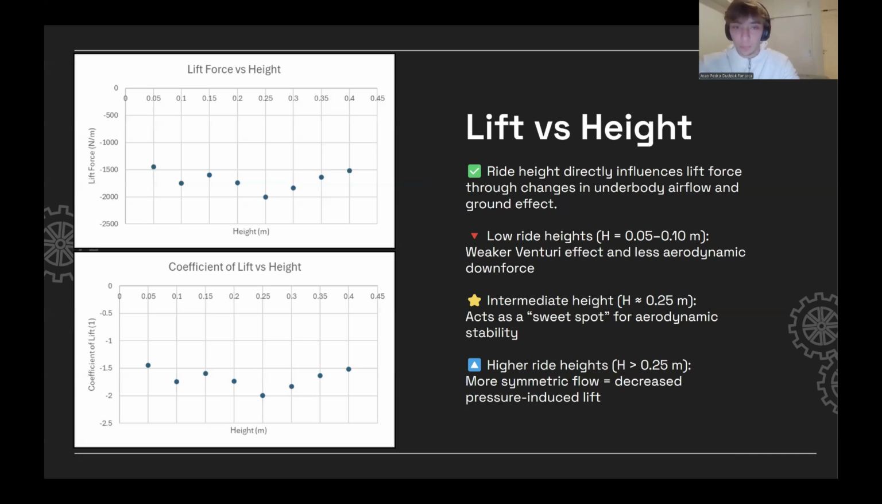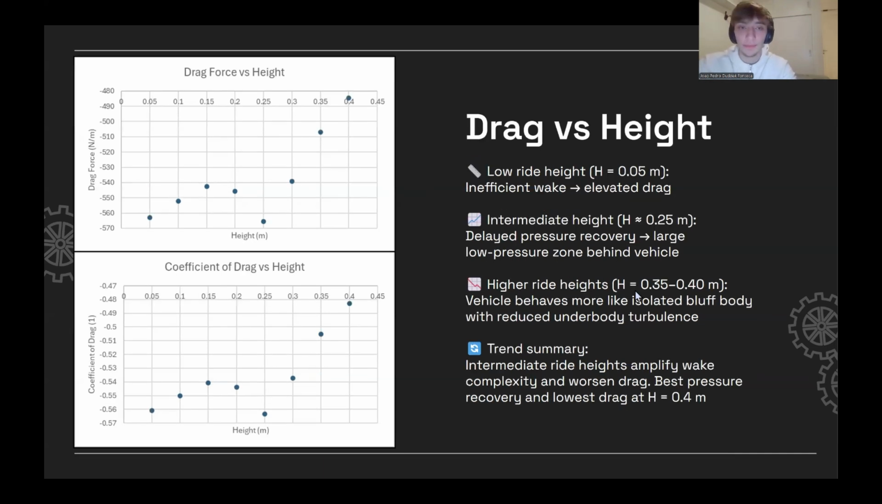For intermediate heights, around 25 centimeters, these were the most negative lift forces observed, and the flow decelerates very efficiently beneath the car. Then for higher ride heights, the downforce reduces again, which is expected because of the weakened ground effect on the pressure differential. Because it is farther away, it's more of a symmetrical flow, and this induces less pressure-induced lift or downforce.